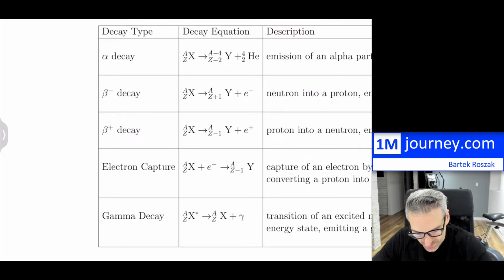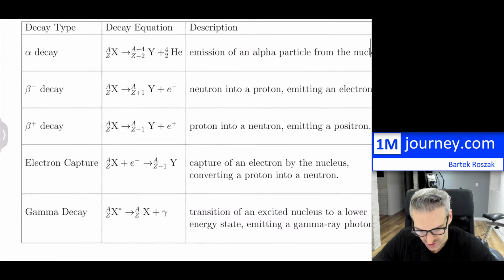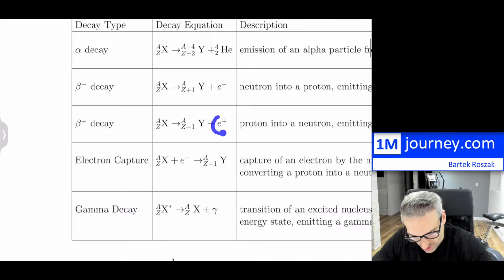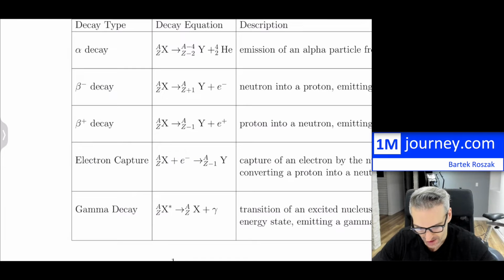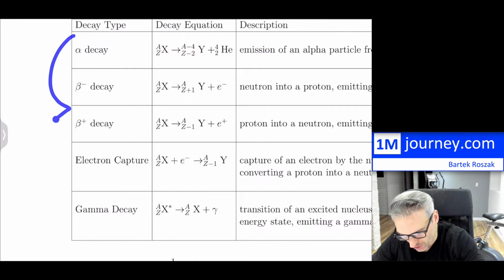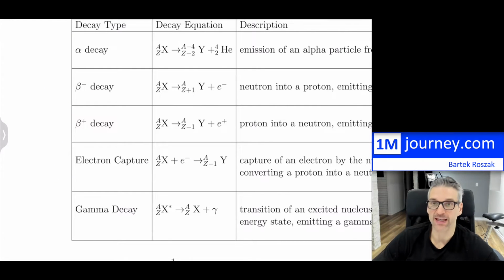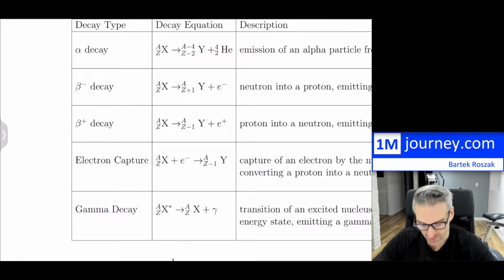So it can release within here. Notice right there, what it releases is an electron. It releases here a positron, or it captures an electron right here. So all of these are the actual particles that can be emitted or taken in by that unstable isotope.